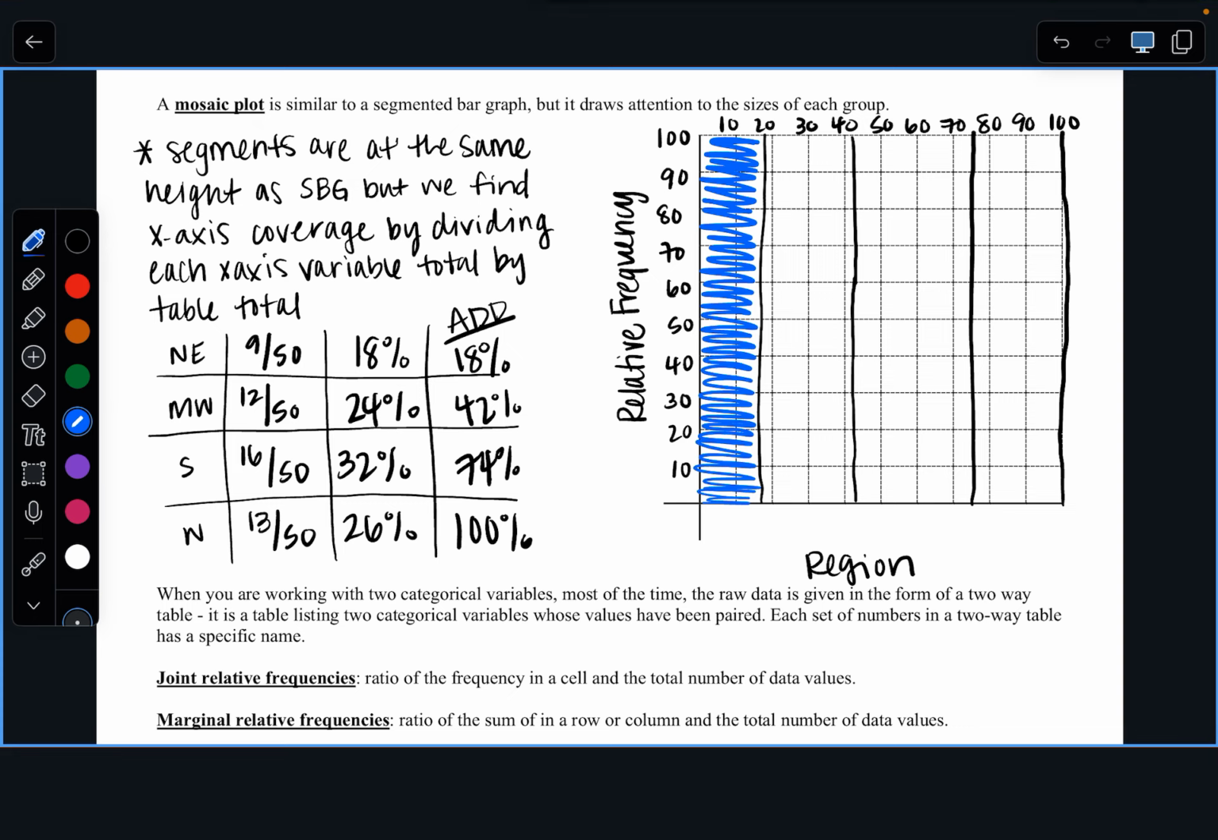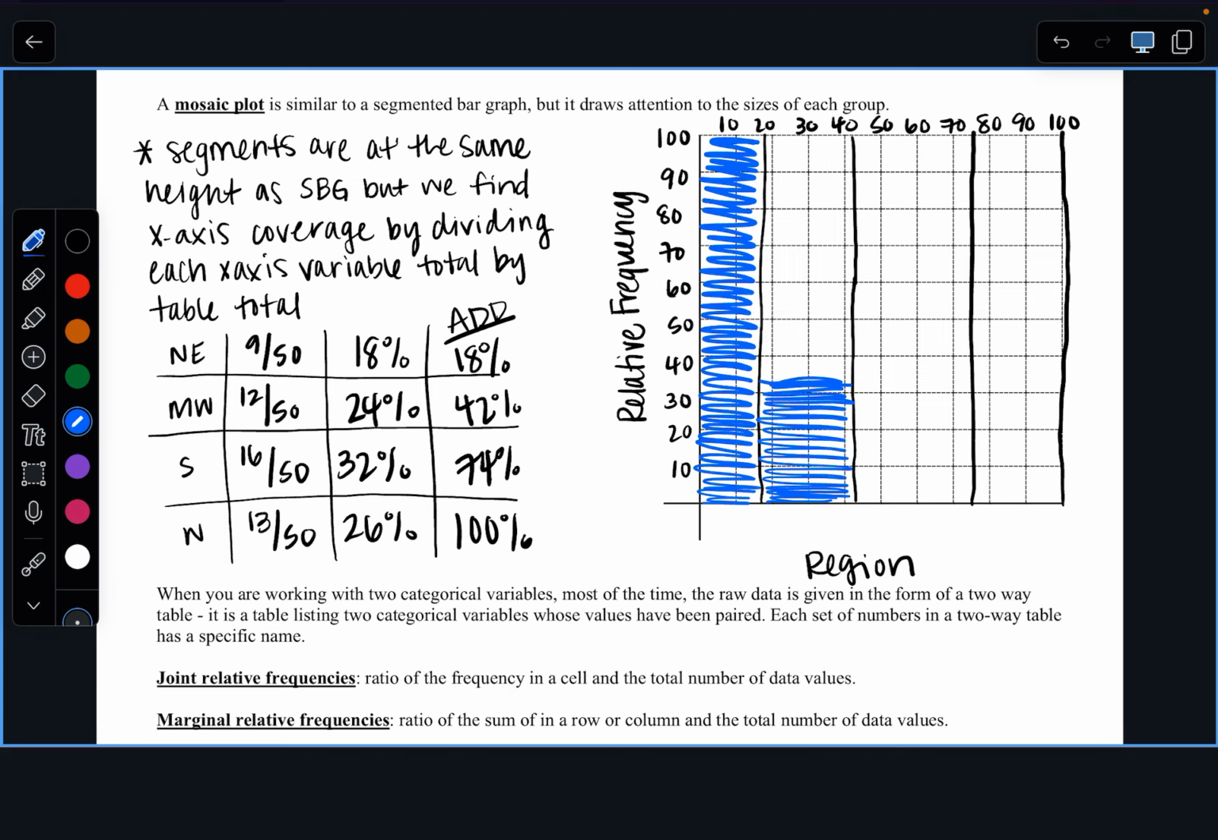The Midwest had a 33-67 split. So I'm going to kind of go to the 33 mark, and that's where I'm going to start my Republican section. So I'm literally taking the segments from the previous graph and I'm just copying them down here. So all of the data we found for the segmented bar graph is just transferring over. So here's my 33% mark. That's going to be the Democrats in the Midwest.